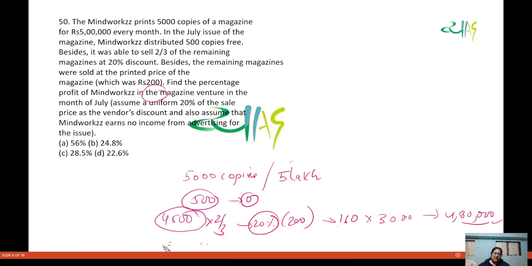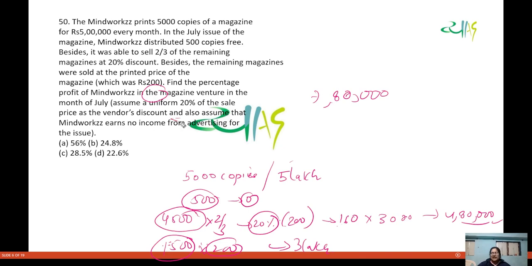Then we have 1,500 copies at 200 rupees, so we have 3 lakh rupees. Okay, we have 3 lakh rupees, so our total comes to 7,80,000.